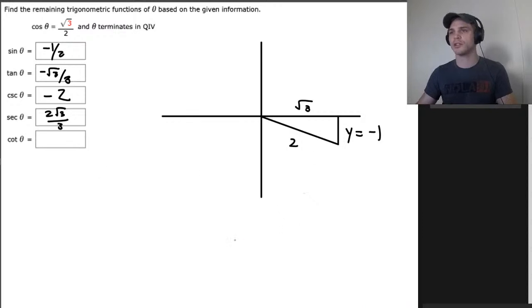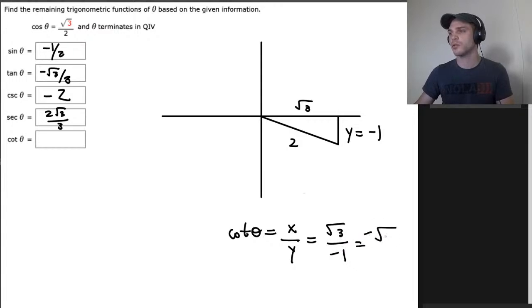And then the cotangent of theta is equal to, instead of y over x like the tangent is, x over y. So this becomes root 3 over negative 1, which is equal to negative root 3. And that's that.